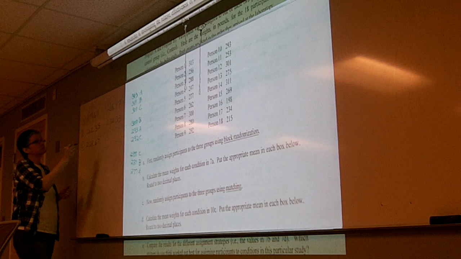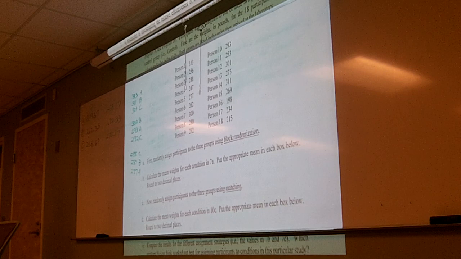So if we do the matching procedure, look how much more even the groups are to start off with. Now, they're within 5 pounds of each other. There's no 17 or 18 pound difference. And if these are like most people, their weight over the course of the year probably fluctuates within 5 pounds anyway. So this is probably within a normal amount of variation.